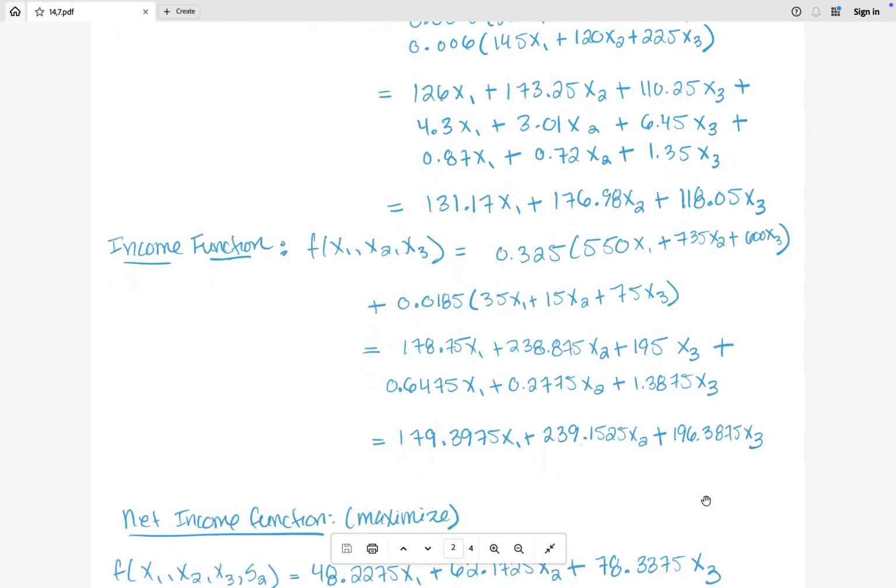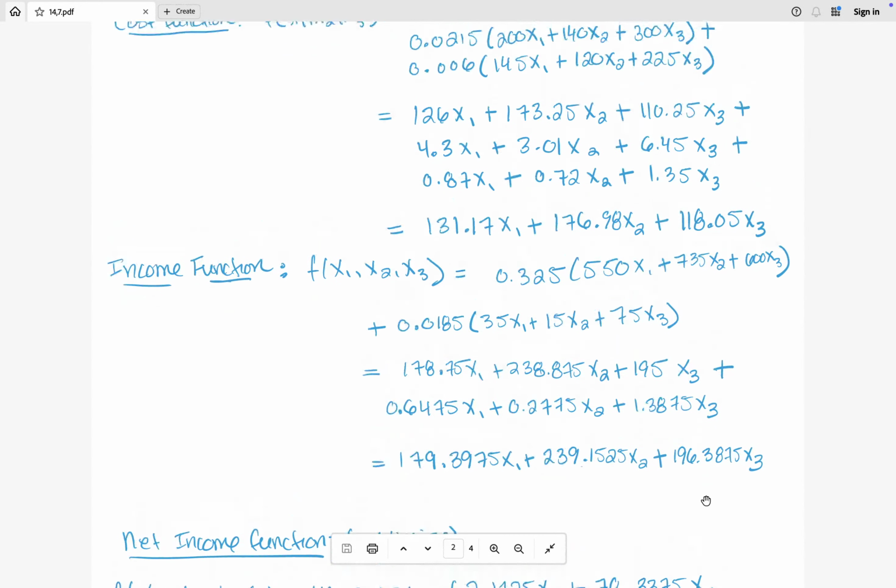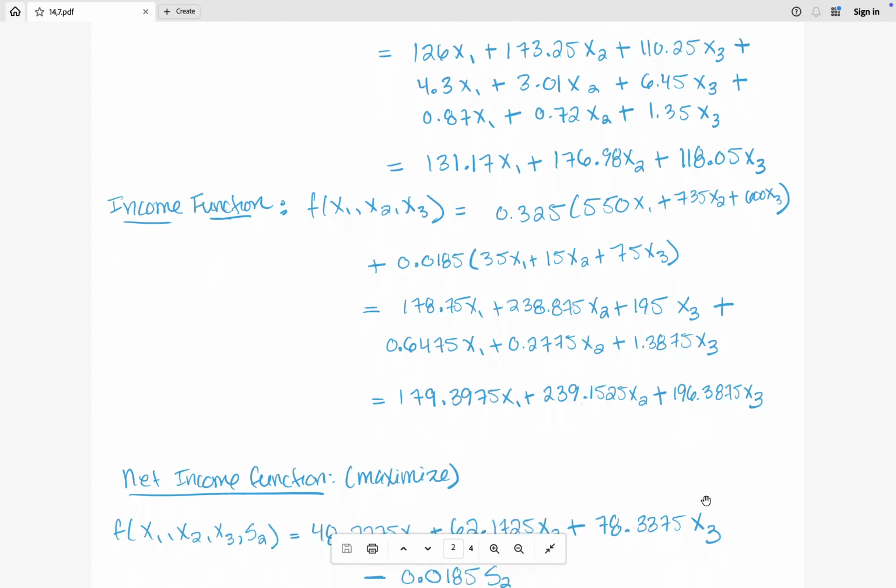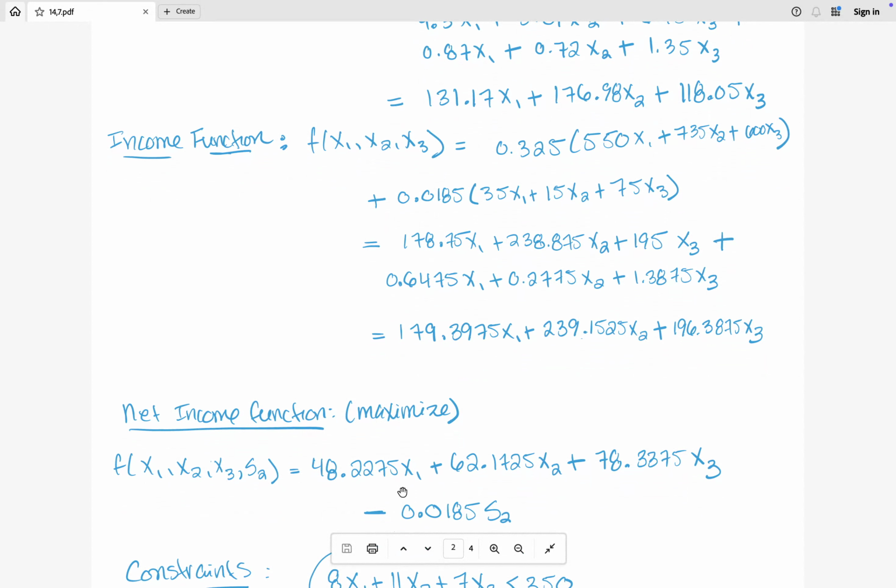And then I went on to calculate the net income. So that should be your profit minus your cost. So I took this value, 179.3975 minus the 131.17 to get this value. So this is how much would be made off of process 1 for every hour of process 1, for every hour of process 2, and then process 3, and so on.